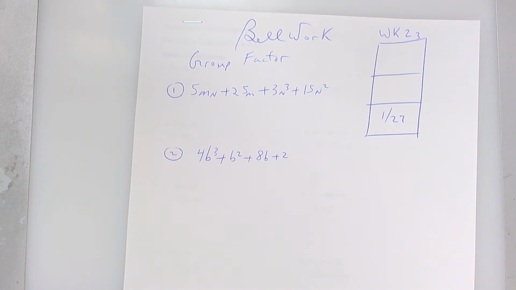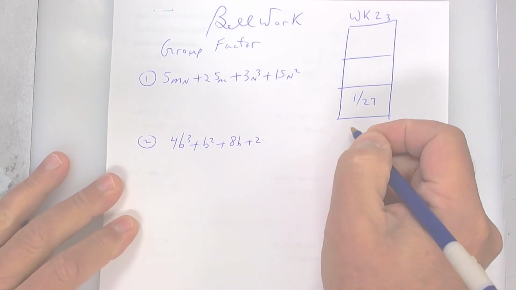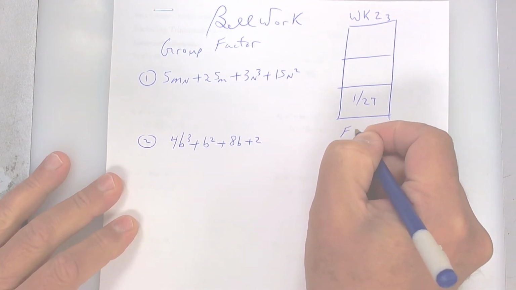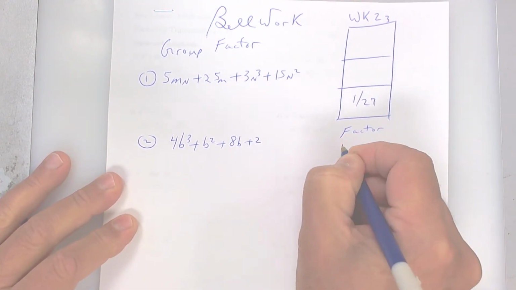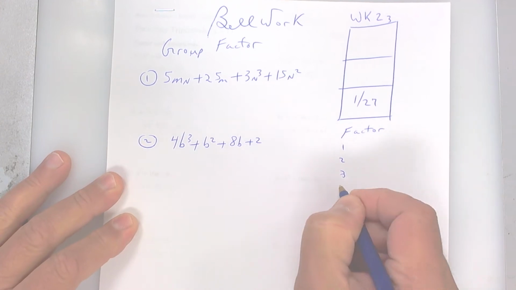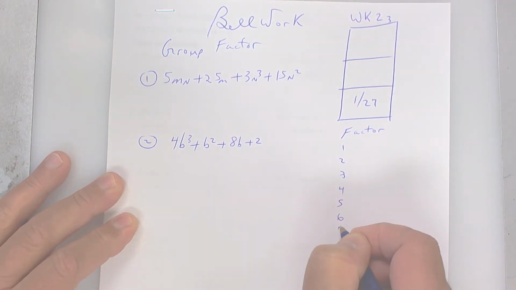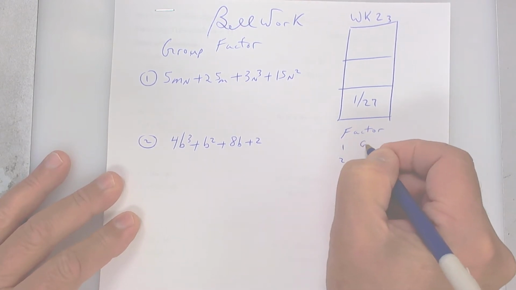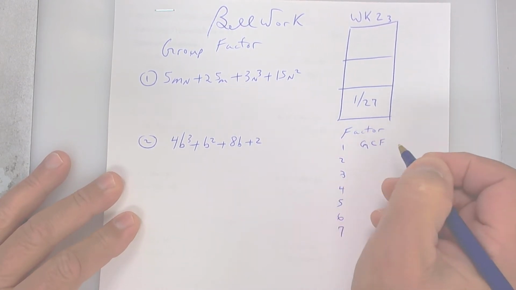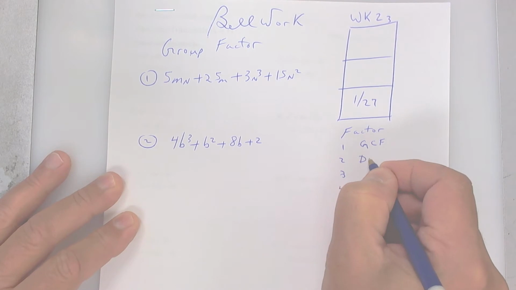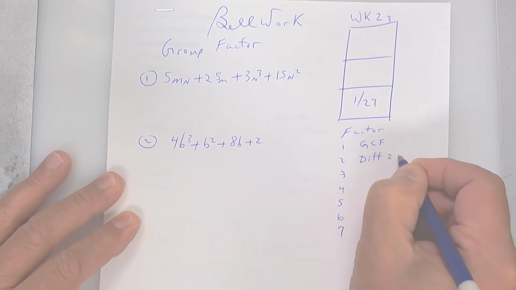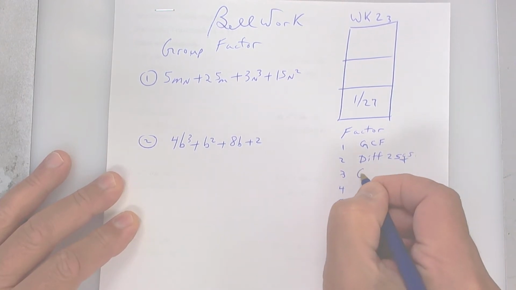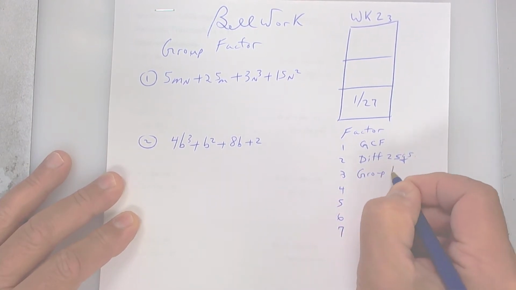Okay, so let's just review quickly. I taught you, or I'm trying to teach you, how to factor. There's like 7 ways to factor. The first one is the greatest common factor. The second one is the difference of 2 squares. The third one I taught you is group factoring.